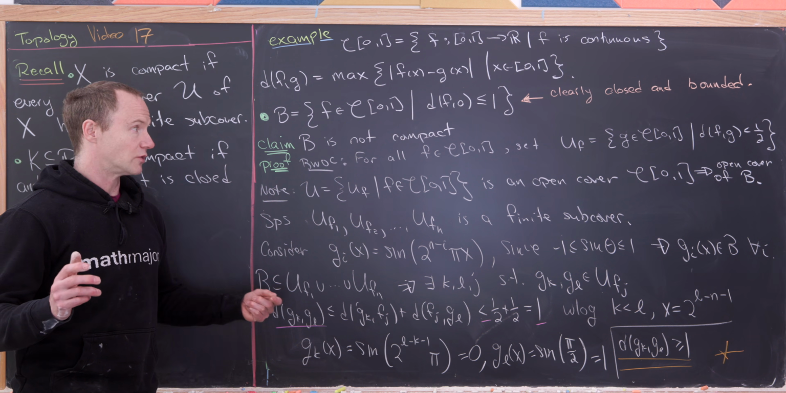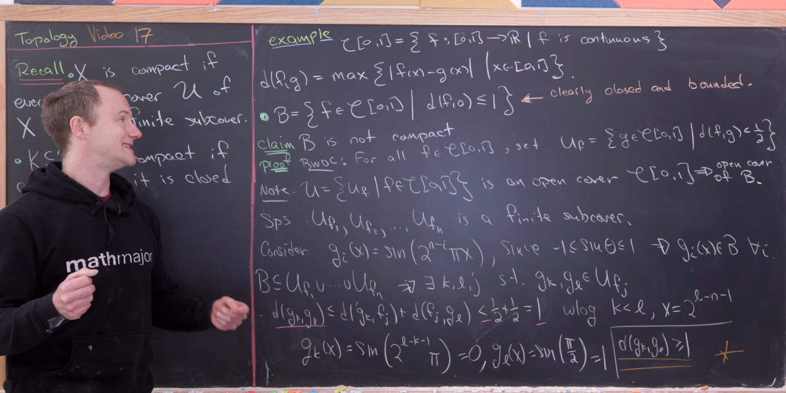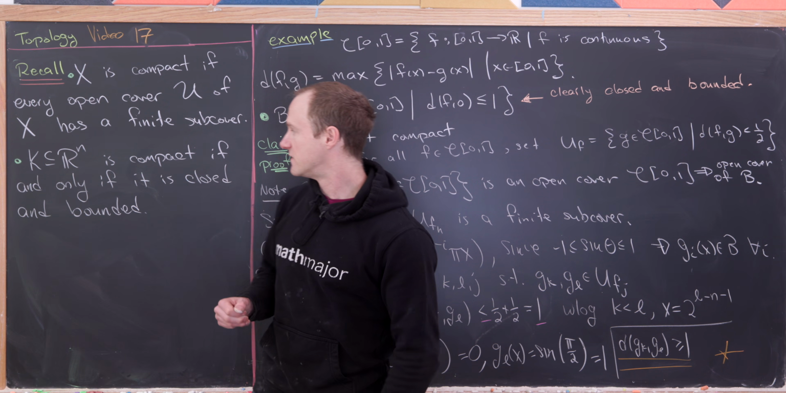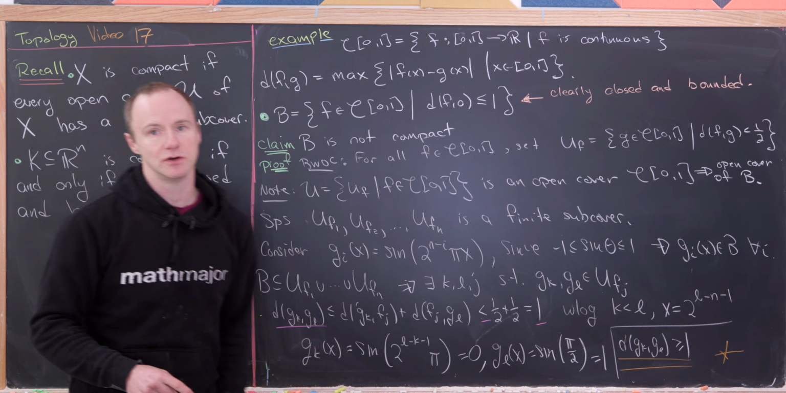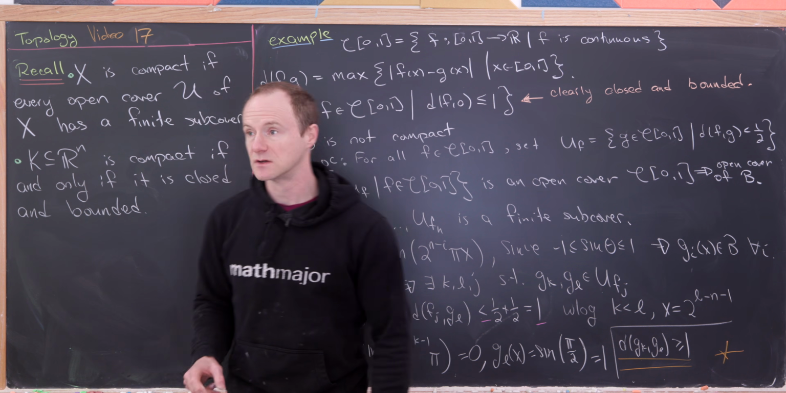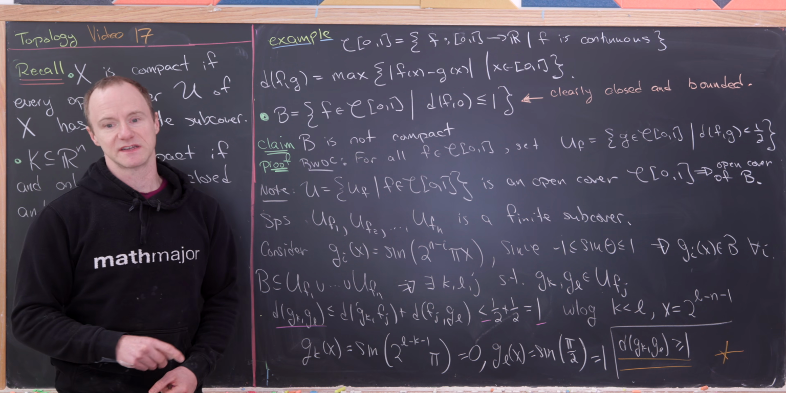And that shows us that in a metric space, you don't necessarily have this notion of compactness being the same as closed and bounded. That's something that happens in R^n, but not in this space.